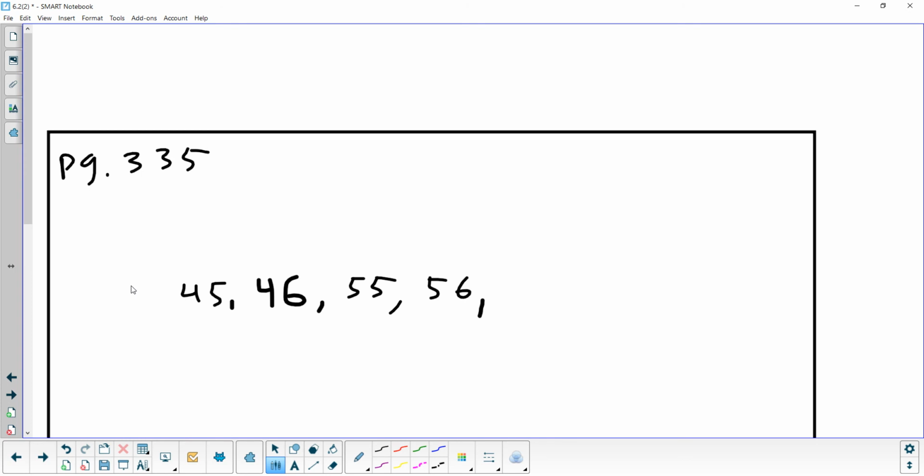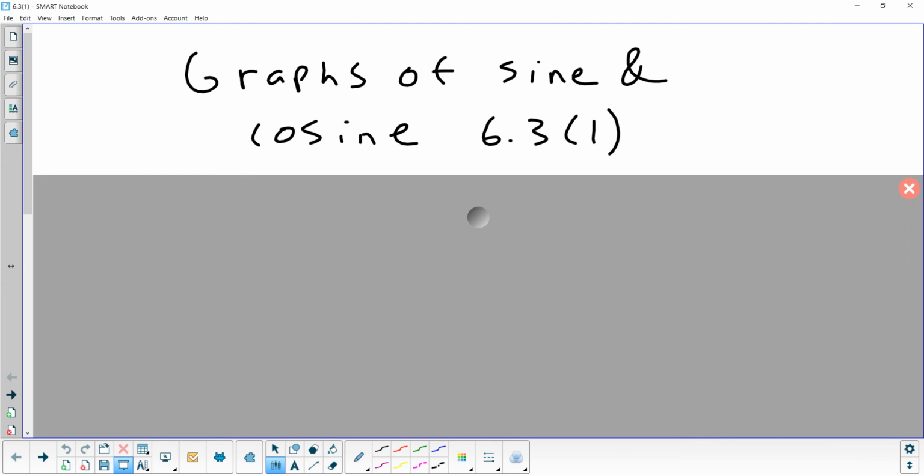Okay, now let's take a look at 6.3. Right, so we just finished 6.2, and we talked about the periodic property for sine and cosine. It kind of shows you what you can do numerically, basically what you can add or subtract, and it won't affect the answer. Well, now we're going to think about that a little bit more visually. What do sine and cosine look like when you draw them?